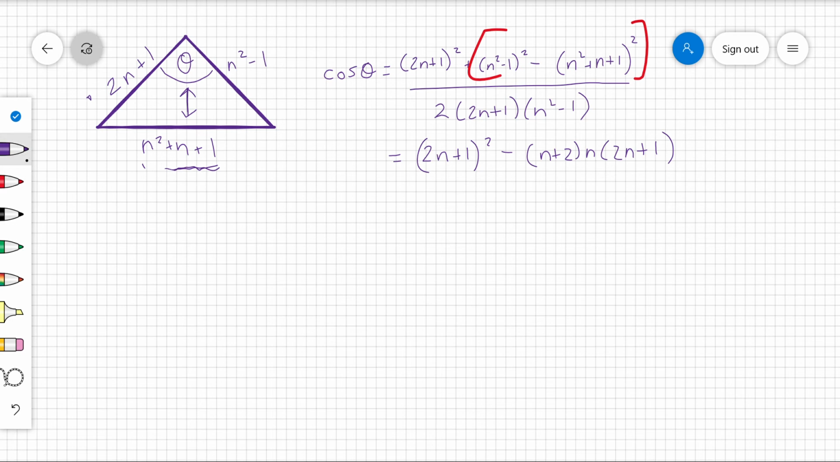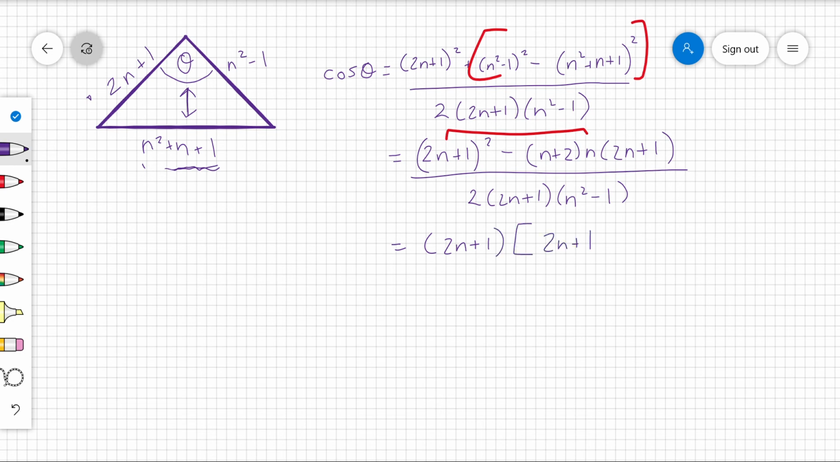You could expand it all out and collect together and then try and factorize if you want. But if I have a look at that, I can see that now I just have these two terms at the top, and they both have a 2n plus 1 in them. What's left, there's a 2n plus 1 minus, there's an n squared and a minus 2n.